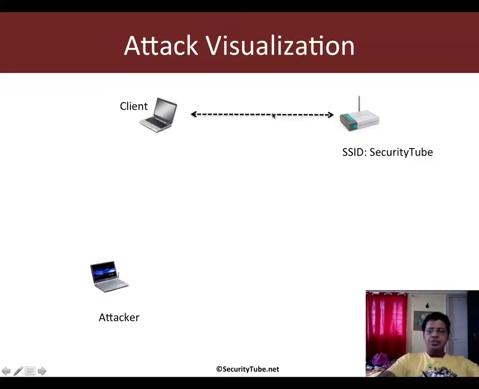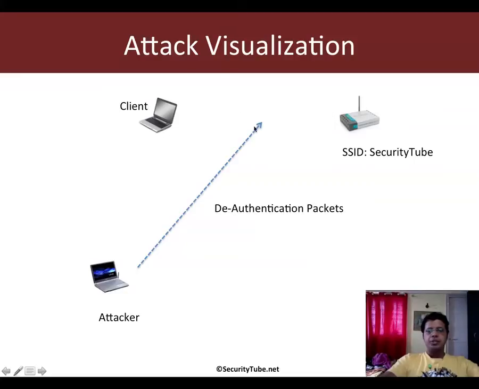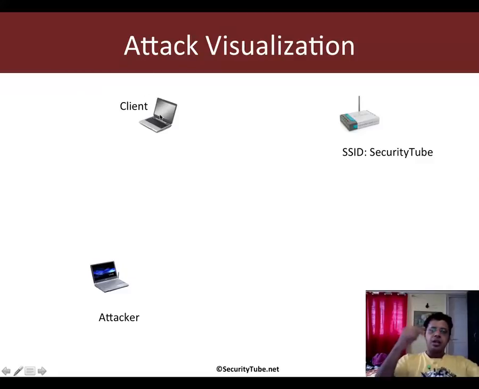But the client is currently connected to the authorized access point. So the first thing he will do is send a deauthentication packet to break the connection between the client and the legitimate access point. Now, once this happens, this client will once again start trying to find the access point with SSID security tube.